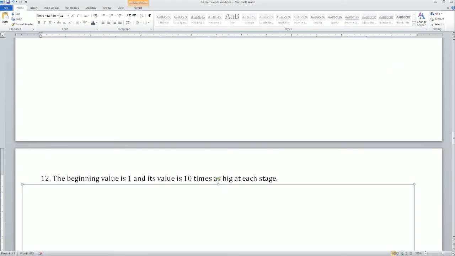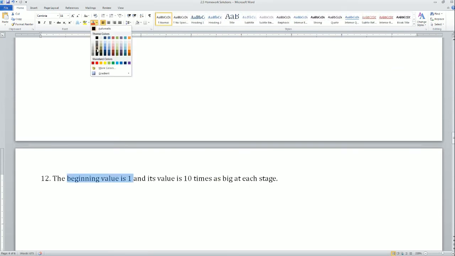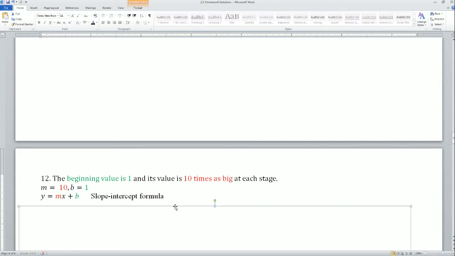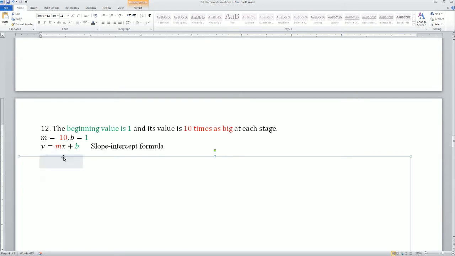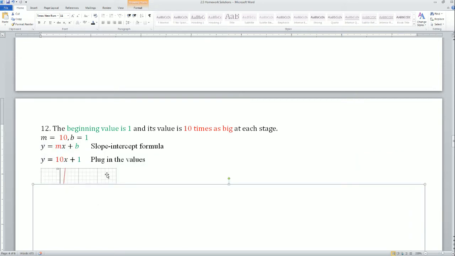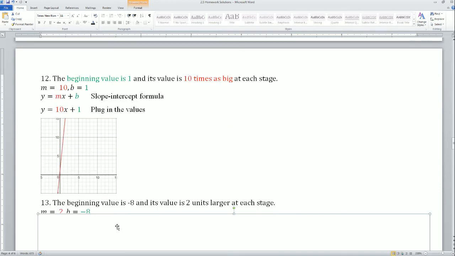12. Again, the beginning value is 1, so that is your y-intercept. We're going to make that green. The value is 10 times as big, so it's getting bigger, so that's a positive slope. So m equals 10, b equals 1, y equals mx plus b. Check out the colors, tells you where to substitute. Y equals 10x plus 1. If you graph it, it should look like that.